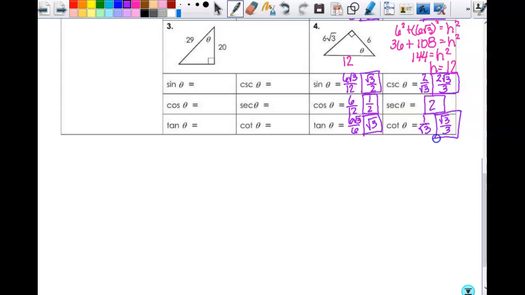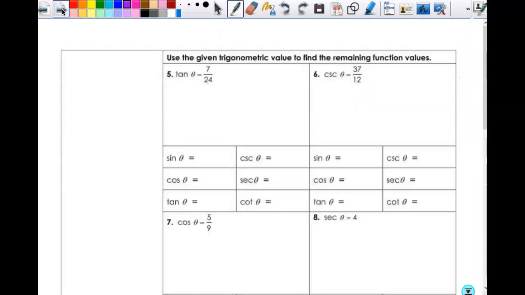Good. That rationalizing process should be pretty quick and painless by now. You don't want to have to take time to write it all out and do that kind of stuff. All right. What questions do we have? Anything? Good? Okay. Flip it over then, and let's look at number 5.